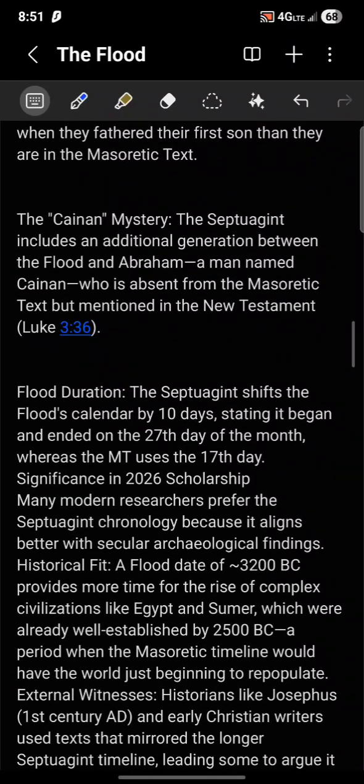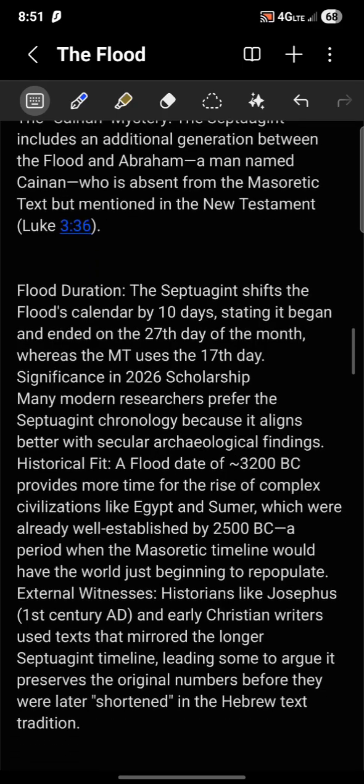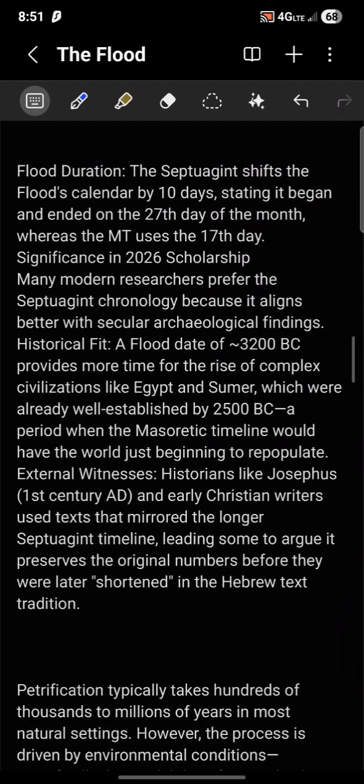There is an additional person that is added in the Septuagint that is not in the Hebrew text, and his name is Cainan. The Cainan mystery. The Septuagint includes an additional generation between the flood and Abraham, a man named Cainan, who is absent from the Masoretic text but mentioned in the New Testament. Flood duration. The Septuagint shifts the flood calendar by 10 days, stating it began and ended on the 27th day of the month, whereas the Masoretic text uses the 17th day.